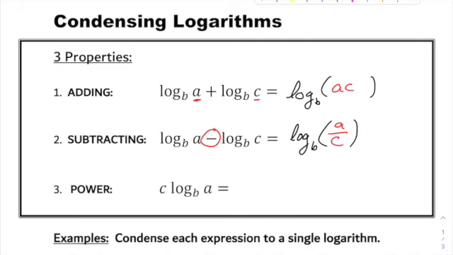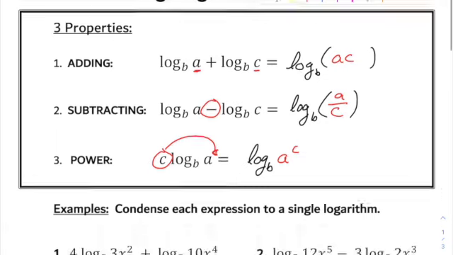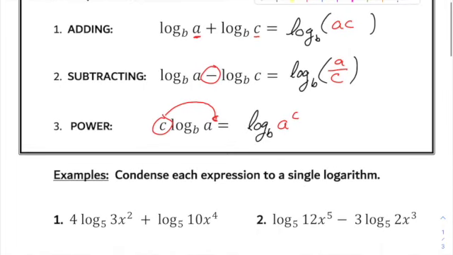Okay, and the last property here before we get into this is called the power property, and that's if you have a coefficient in front of a log. You can get rid of that by making it an exponent, by raising that argument, whatever it is, a in this case, to that power of c. So, okay, so those are the three properties we're going to need to do these problems, because they all say the same thing: condense each expression to a single logarithm.